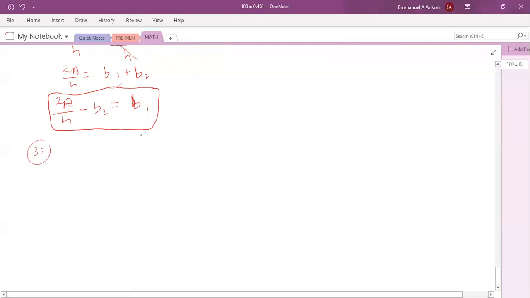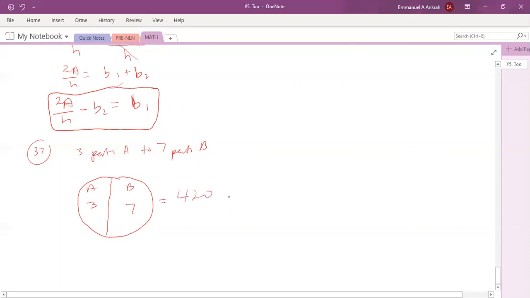So a medication has 3 parts of drug A to 7 parts of B. 3 parts A to B, 7 parts B. Okay, so for this one, think of a diagram. You have A and B. This is 3 parts, and this is 7 parts. Okay, then you have a total of 420 ml.